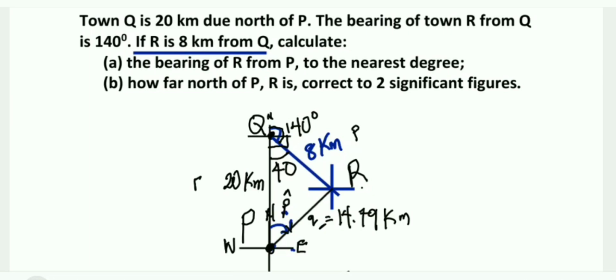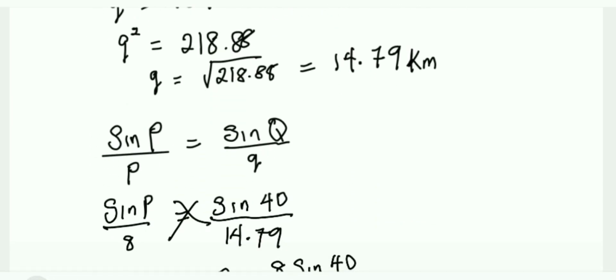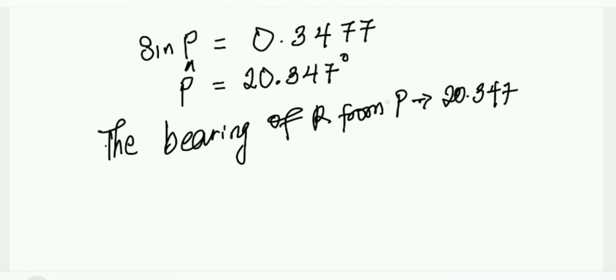Now we have been told to approximate this. It says to the nearest degree. So to the nearest degree, that's 20 degrees.